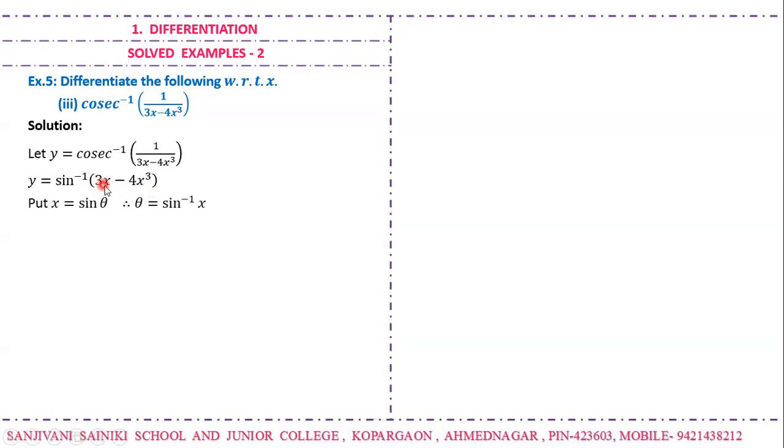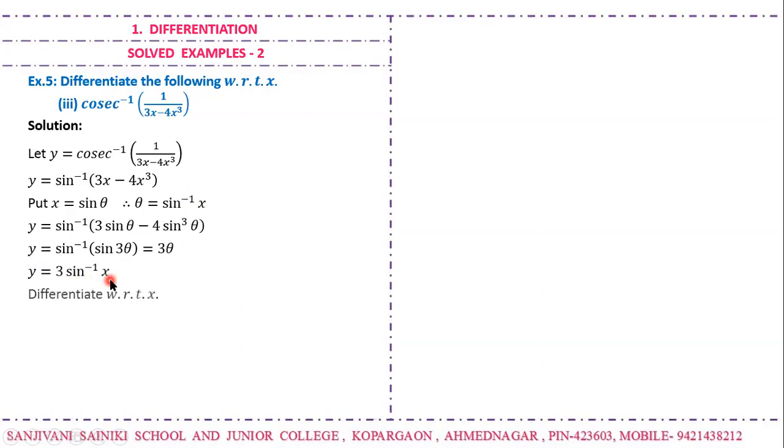Now here 3x minus 4x cube looks like 3 sine theta minus 4 sine cube theta, which is nothing but sine 3 theta. So I put x is equal to sine theta. So theta is equal to sine inverse of x. So I get y is equal to sine inverse of 3 sine theta minus 4 sine cube theta. This bracketed function is nothing but the value of sine 3 theta. So sine inverse and sine will cancel each other and we get y is equal to 3 theta, but theta is sine inverse of x, so y is equal to 3 sine inverse x.